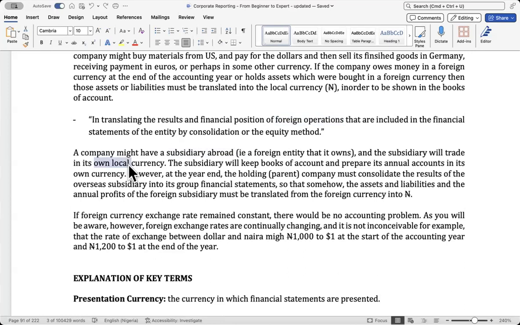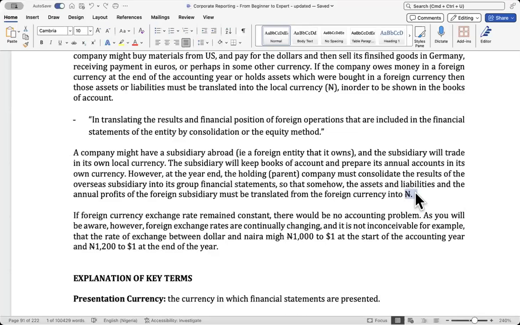So when we want to consolidate at the end of the year, when the parent wants to consolidate that subsidiary, it would have to translate those assets and liabilities and profit of that subsidiary into Naira. We need to translate from euros or from pounds into Naira, one way or the other. So when it comes to translating the result and position of a foreign operation, look at the proper exchange rate to use.